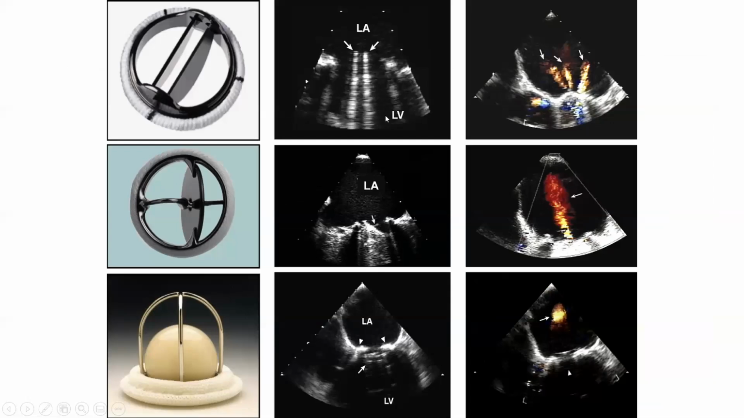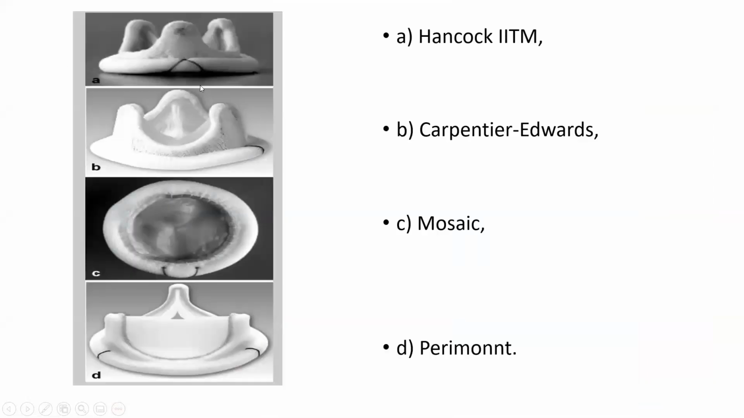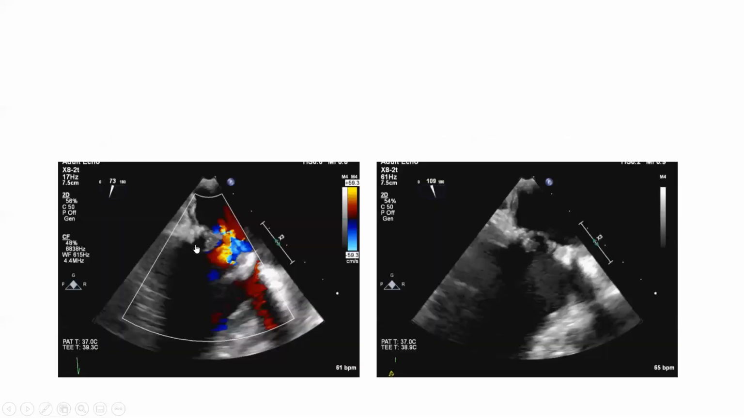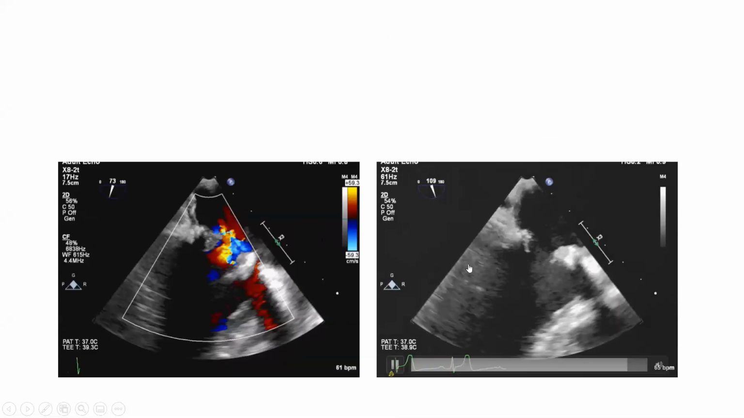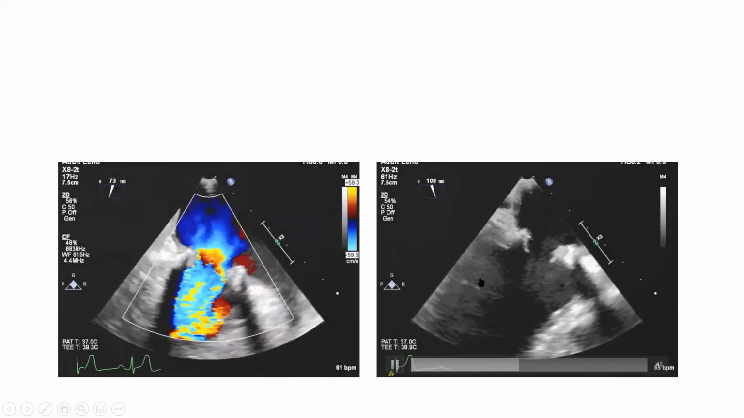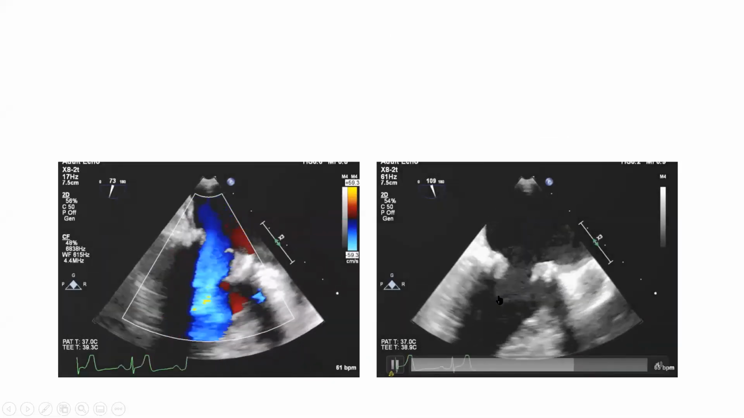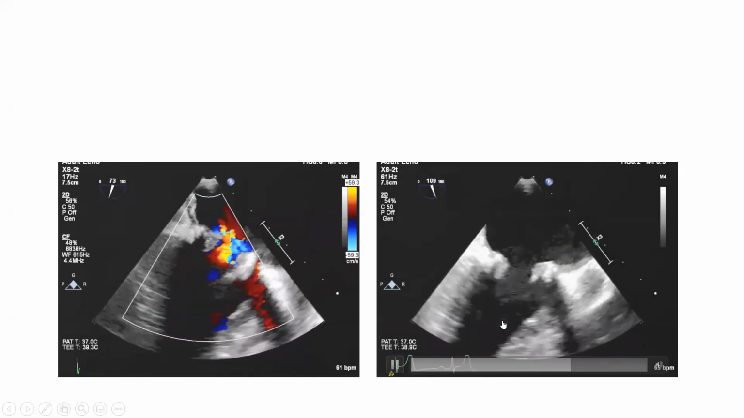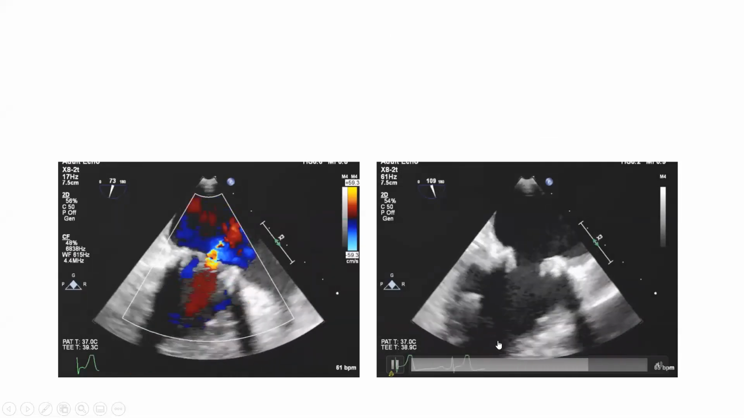The mechanical valve, you know, by bileaflet or single leaflet, or ball and cage. And this is the tissue valve. You see all the types of tissue valves, the Carpentier-Edwards, Mosaic valve. And what is this? How can I see? Is this a mechanical or tissue valve or repair? How do I know? Or is it native?